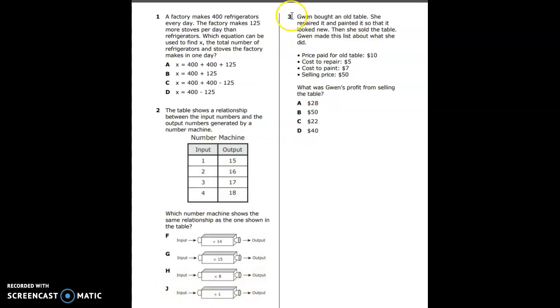Number 3. Gwen bought an old table. She repaired it and painted it so that it looked new. Then she sold the table. Gwen made this list about what she did. Price paid for an old table, $10. Cost to repair, $5. Cost to paint, $7. Selling price, $50. What was Gwen's profit from selling the table? Was it A, $28, B, $50, C, $22, D, $40?